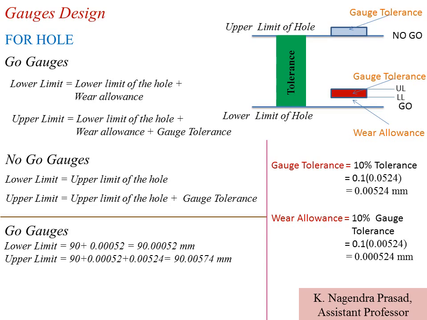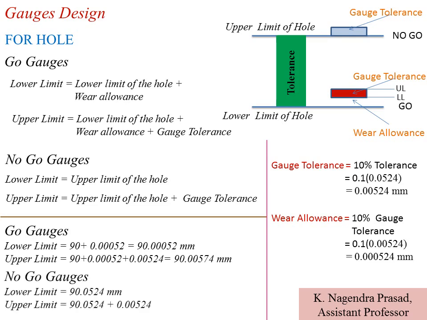Similarly, we have to calculate the no go gauge limits. In the schematic we have to observe that the lower limit of the no go gauge equals the upper limit of the hole, that is 90.0524, and the upper limit of the no go gauge is equal to the upper limit of the hole plus gauge tolerance. Then that value equals 90.0524 plus 0.00524 mm.